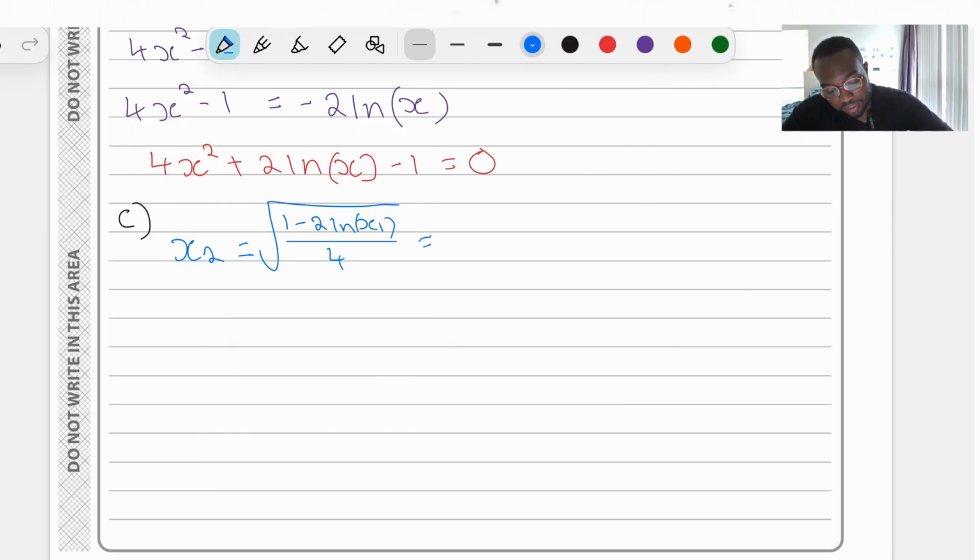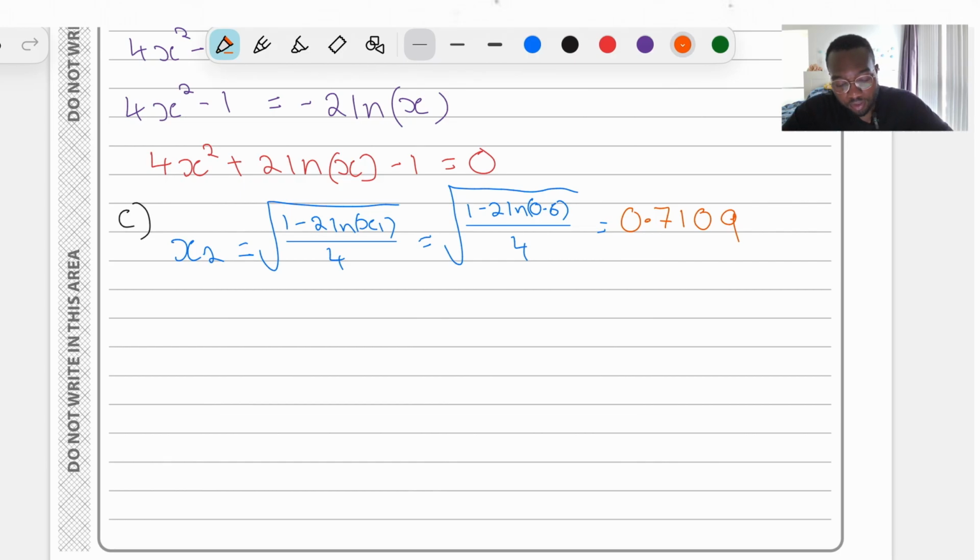So in our case, that would be the square root of 1 minus 2 ln 0.6, okay, because that's what x1 is. And that is over 4. And if you work that out to 4 decimal places, that will be 0.7109. Now that's the easy bit.